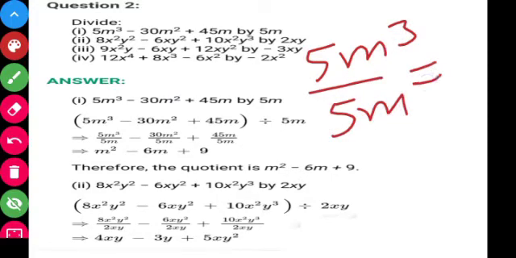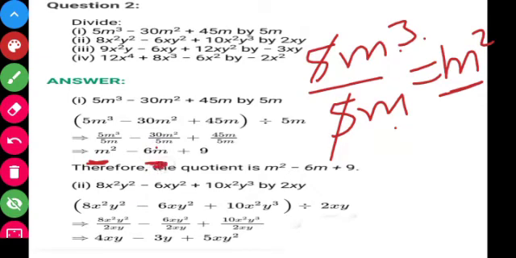So 5m cube upon 5m: 5 and 5 cancel, and m cube upon m, so m square only, because m to the power 3 minus 1 is m square. Then 30 upon 5 is 6, and m square upon m is m, so 6m. Now 45m upon 5m will be 9. Understand? So the answer will be m square minus 6m plus 9. Therefore the quotient is m square minus 6m plus 9. Similarly you can do the remaining parts.